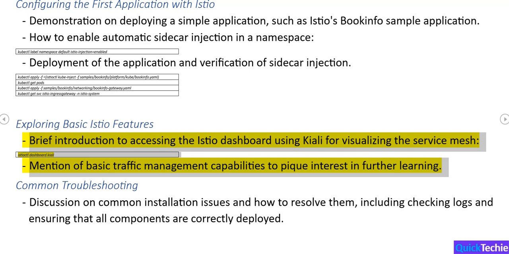To demonstrate, let's create a simple traffic rule using Kiali. Navigate to the Istio config section and select Create New Istio Configuration. Here, you can define a virtual service to route 50% of the traffic to V1 of the reviews service and the other 50% to V2. This can be applied without redeploying the application, showcasing Istio's dynamic routing capabilities.